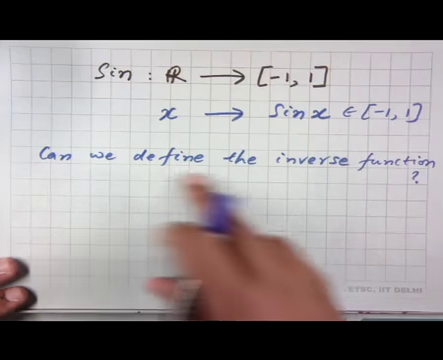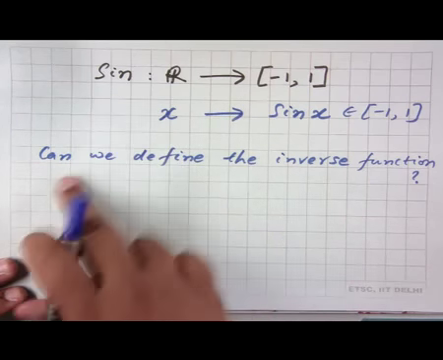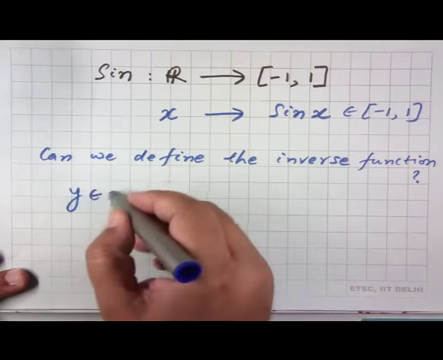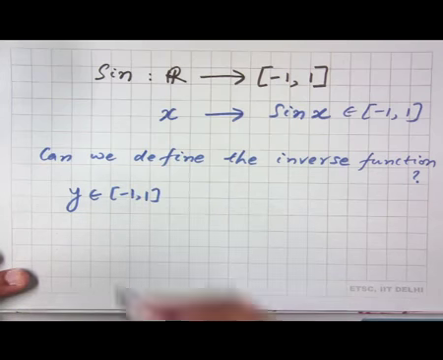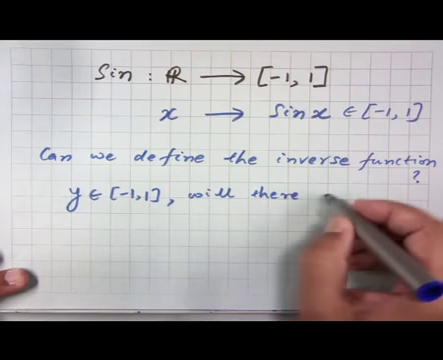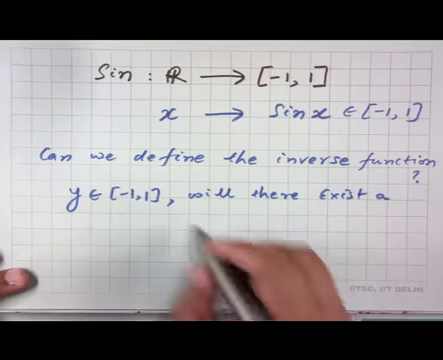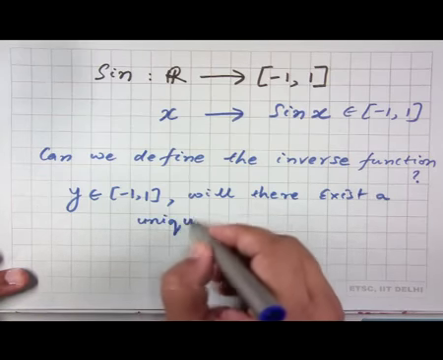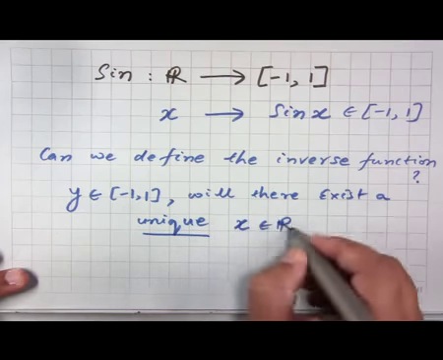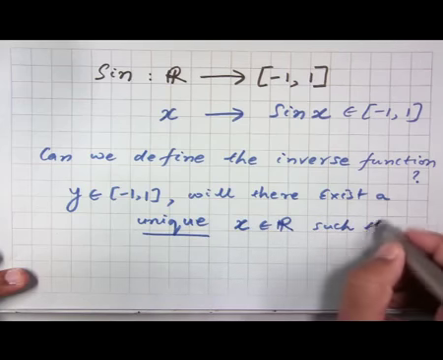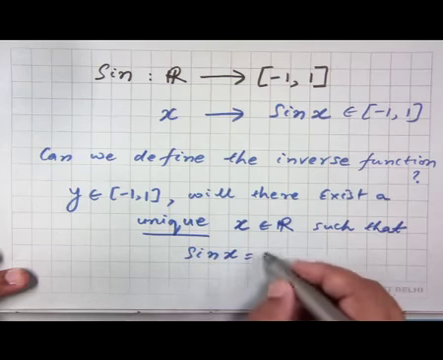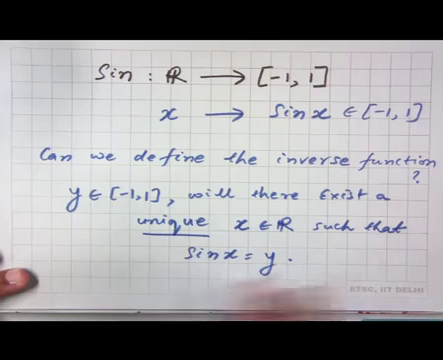The next question is, can we define the inverse function of the sine function? By inverse function, what I mean to say is that if we take any y belonging to -1 to +1, the question is, will there exist a unique x belonging to R such that sine of x is equal to this y? So, this is the basic question that we are asking.